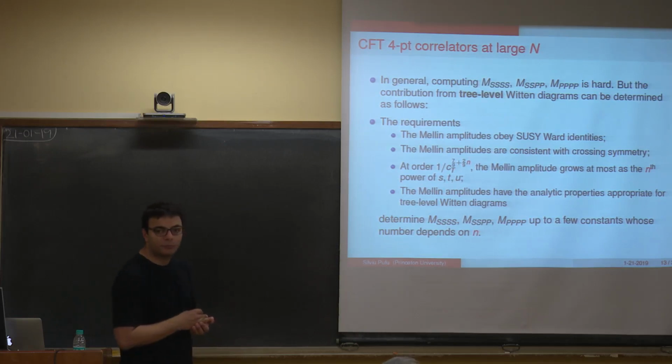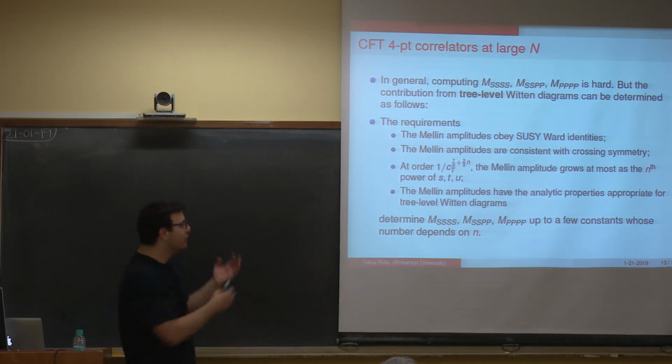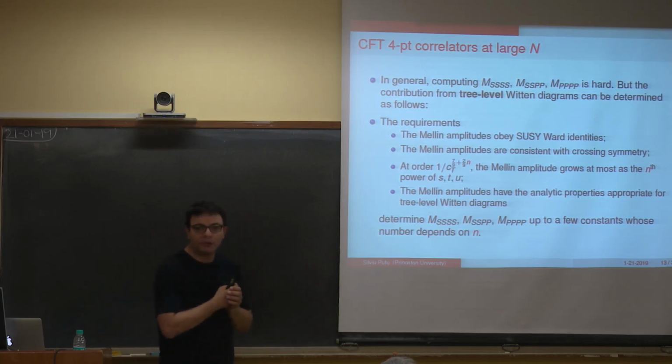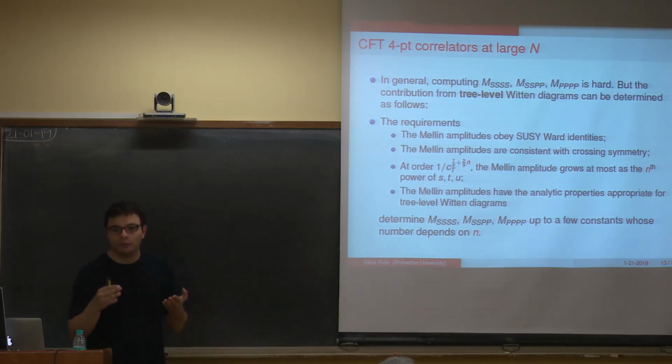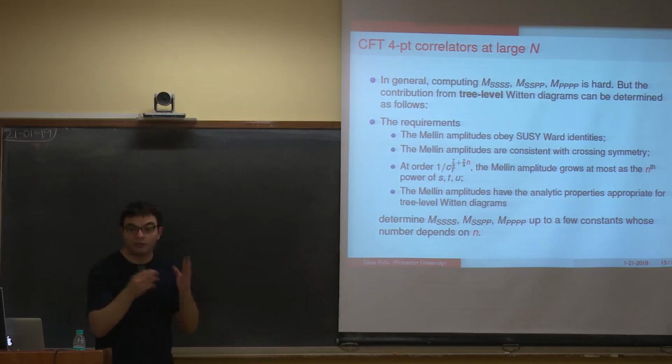Why can you separate now between tree level and loop level? If I could separate between tree level and loop level, this is what the tree level would obey. But I know that for the first few orders I can separate between tree level and loop level. Loop level comes with certain powers of 1/CT, and tree level comes also with certain powers of 1/CT, and in the first few orders there's no overlap. So those are the orders that I'm going to be focusing on.